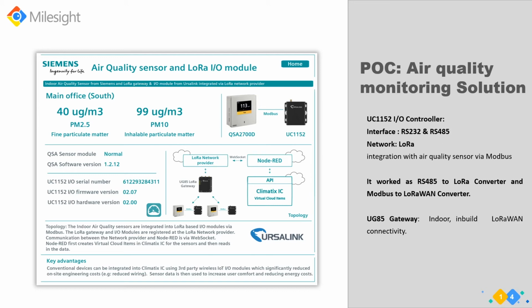Here you can see the monitoring environment is an office, and indoor air quality sensors are connected with our UC1152 controller through the RS485 interface, or we can say the Modbus protocol. I think that's a physical connection by cable. The UG85, the indoor version LoRaWAN gateway, and the I/O controller are registered at the LoRaWAN network provider. So there's a Node-RED to transfer data from the LoRaWAN network server to the Climatics IC platform.